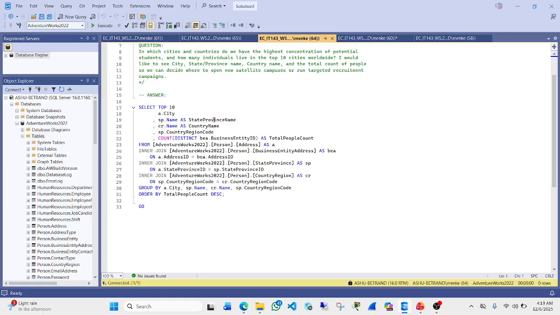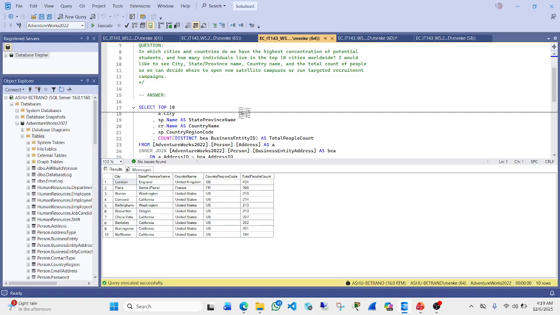Then we had to join all of the five tables. We had to join address to business entity, person address to state province, and person address to state region. So we had to join everything and then group them by city, by state province, and by country. So when you execute this, good.